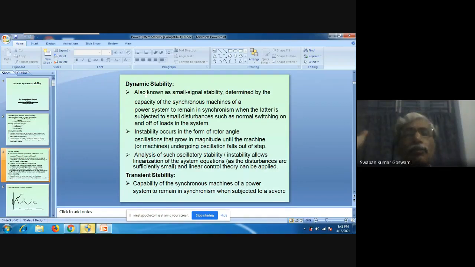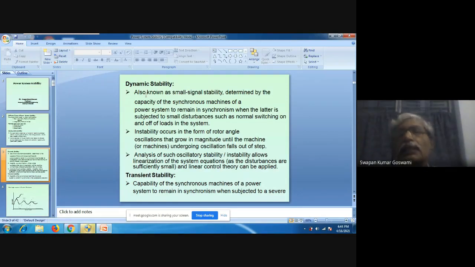These are responsible for the dynamic stability problem. But when a fault occurs in the power system, what will happen? Because of the fault, the power generated by the generator will not be able to flow through the transmission lines. As a result, there will be a large difference between the input power to the generator and the output power from the generator, because the output cannot flow through the transmission line. So where will it go? It will go to increase the speed of the generator. It will go to increase the stored kinetic energy of the generator.